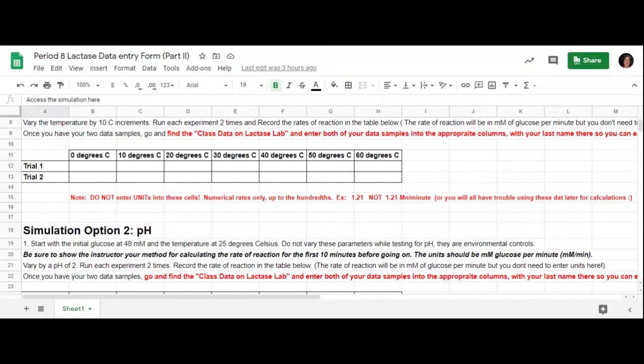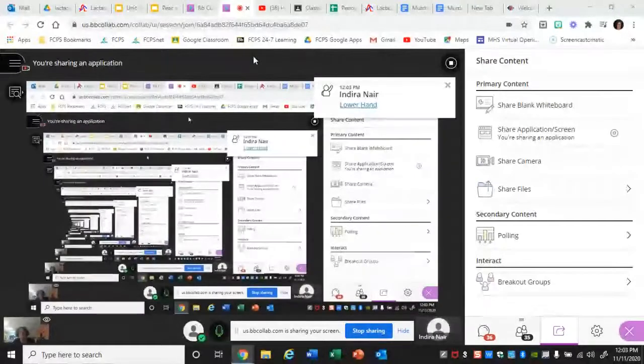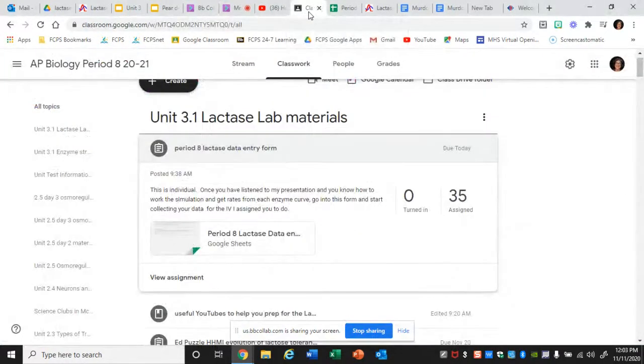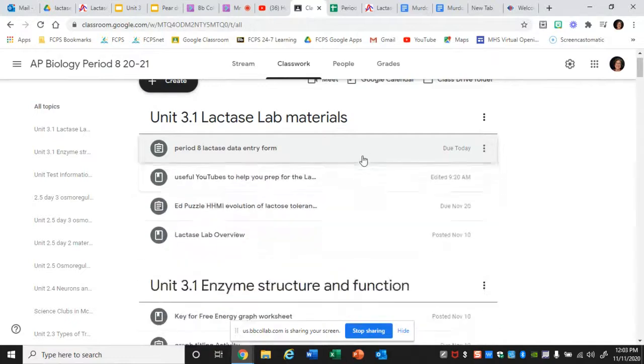But I also want to show you the class Google Sheet, which I'm going to leave up so that I know when you're getting those in. Yes, Indira. How did you differentiate trial 1 and trial 2 again? I just reset it. Do you want me to show you that again? All I did was reset it. You push the reset button and then put it back to the temperature you needed to do the second time and then run it another time. That's how you do it.